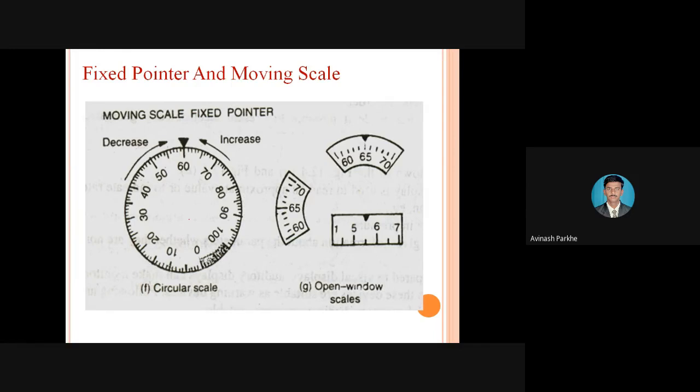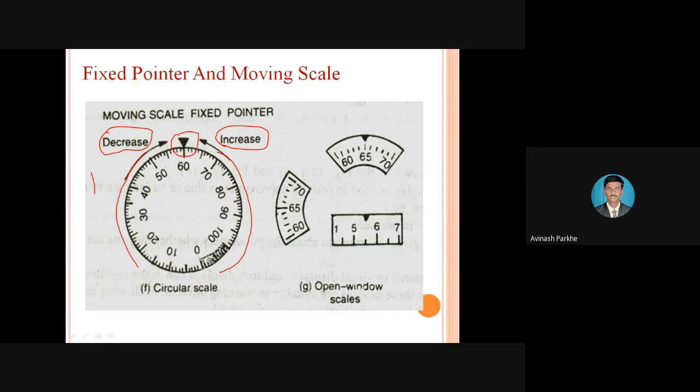Fixed pointer movable scale means your scale is movable and the pointer is to be fixed. Now if you look at figure number 1, at the center at the top the pointer is there, and at the right side the scale will be given. At the left side the scale will be given. The right side, whatever the scale is represented, it represents maybe some increasing parameters. At the left side the decrease word is there.